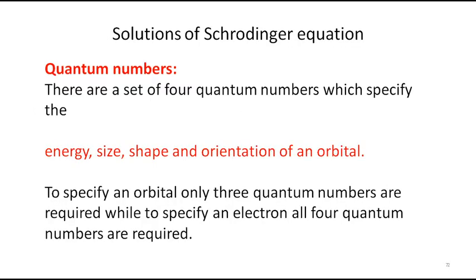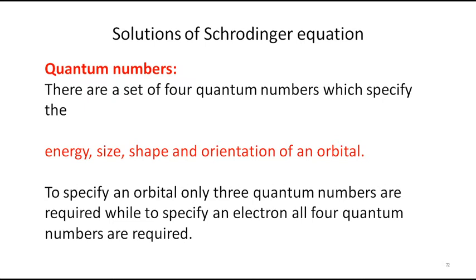So the solutions of the Schrödinger equation are the quantum numbers. So we are going to study the quantum numbers. The quantum numbers can specify the energy of an orbital, the size of an orbital, the shape of an orbital, as well as the orientation of an orbital. So like the address lines you mentioned for your house, see how the address lines for the electrons were given by the Schrödinger equation. When you solve the Schrödinger equation, you can understand the energy, size, shape and orientation of an orbital.